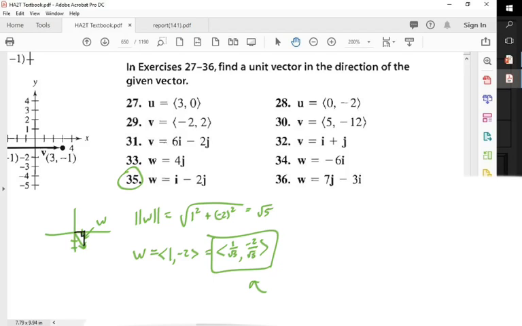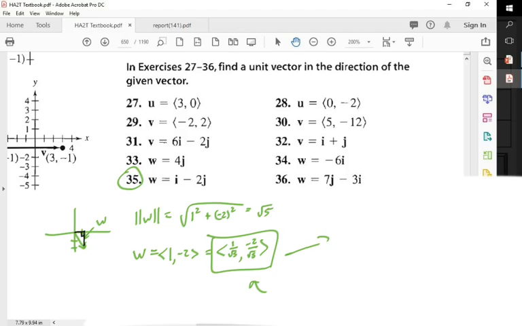Why is this a unit vector? Because its magnitude is 1. It's going to go in the same direction as this vector right here, but its length is only going to be 1. Right now the length is rad 5 for vector W. But since I divided both of these by rad 5, my new vector, the unit vector, is of length 1. That's why it's called a unit vector.